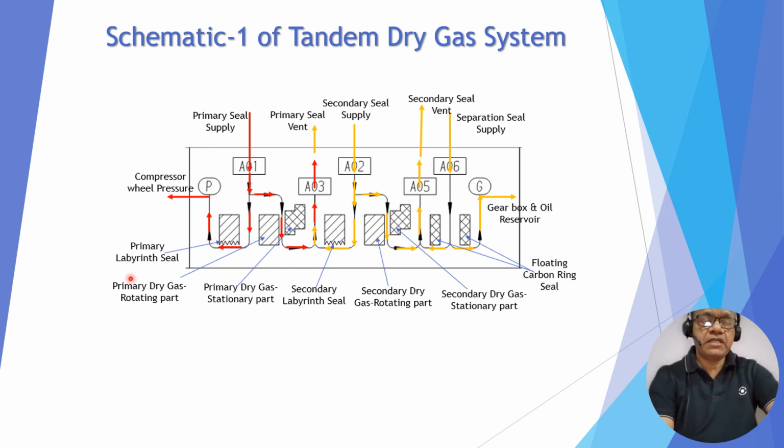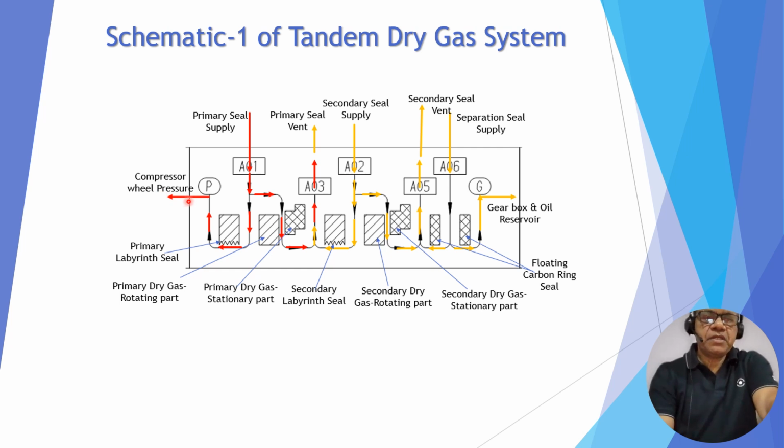This is the primary labyrinth seal. This is the primary dry gas seal rotating component. This is the primary dry gas seal stationary component. This is the secondary labyrinth seal. This is the secondary dry gas seal rotating component. This is the secondary dry gas seal stationary component, and these two are floating carbon ring seals.